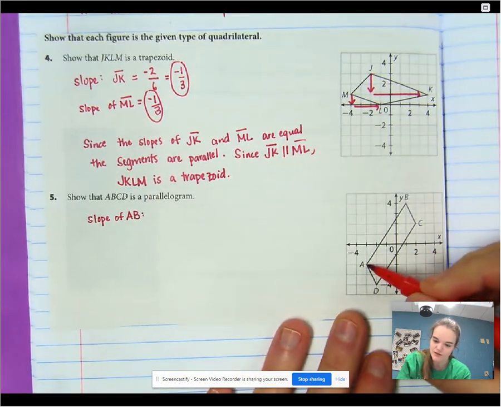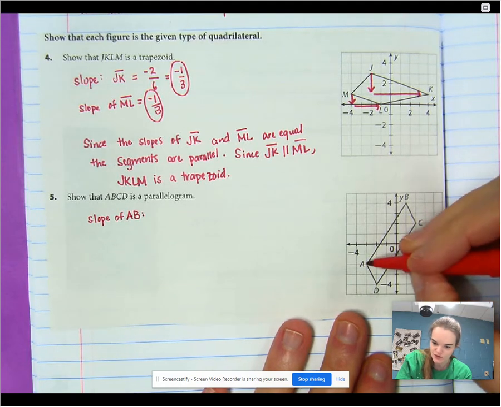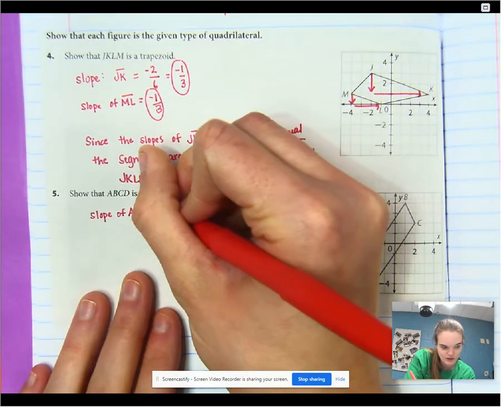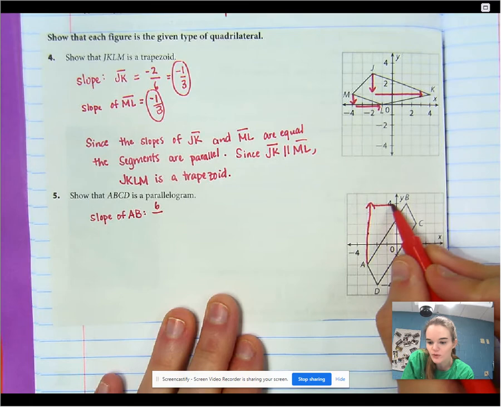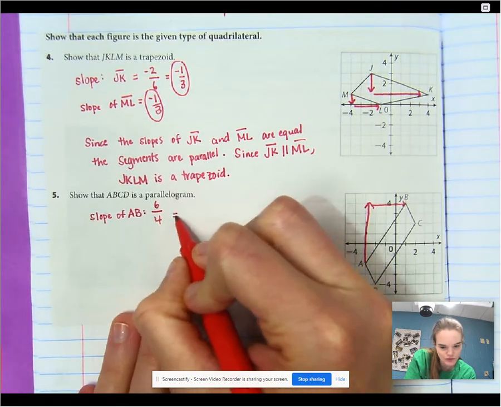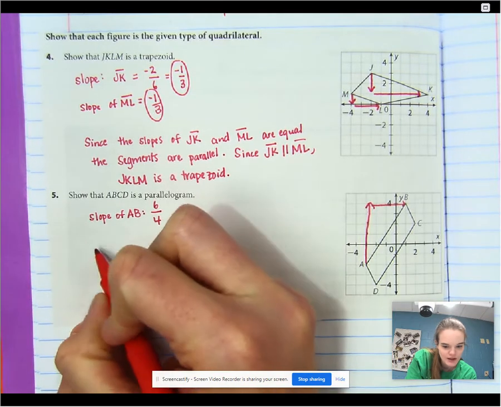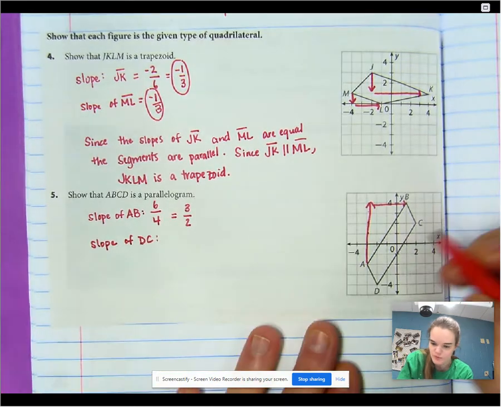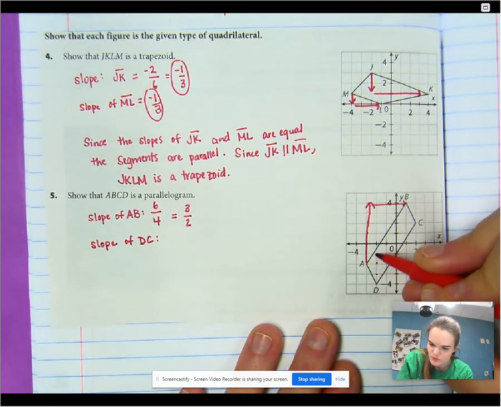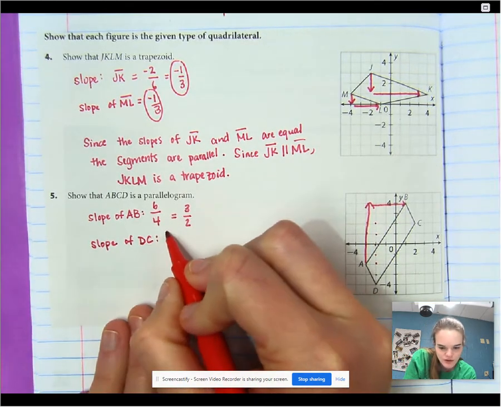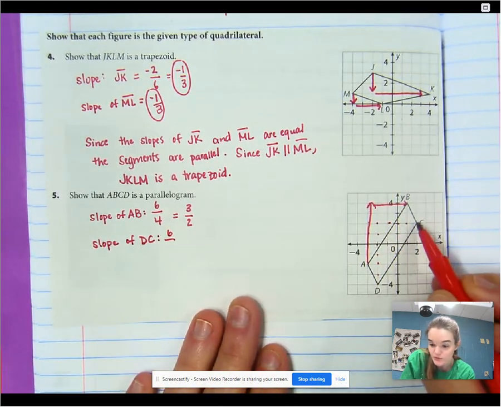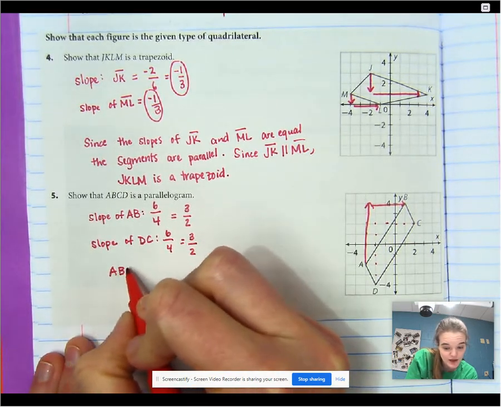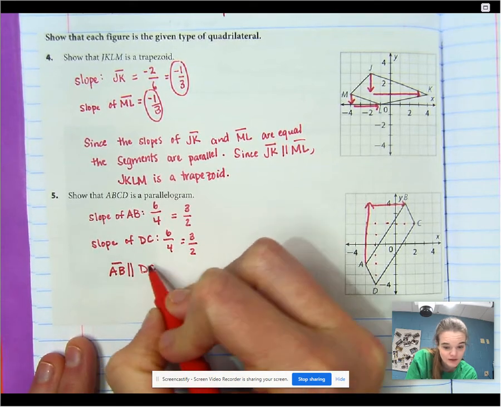I always start with the leftmost and go to the rightmost. So rise over run, I'm going to go up 1, 2, 3, 4, 5, 6, and over 1, 2, 3, 4, which reduces to 3 halves. Okay, and now let's find the slope of that opposite side, which is DC. If you put CD, it's the same thing. 1, 2, 3, 4, 5, 6 over 1, 2, 3, 4, 3 halves. Okay, so that means AB is in fact parallel to DC.